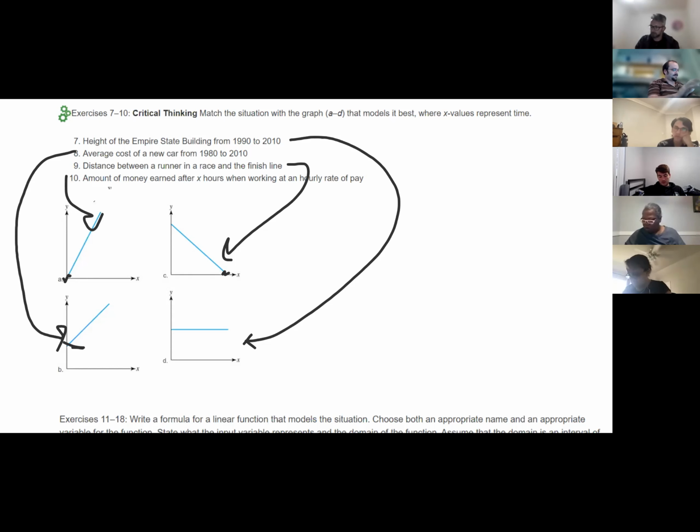Oh, wrong device. I'm trying to scroll on. Okay. Questions about these? Do these shapes make sense? Hopefully.